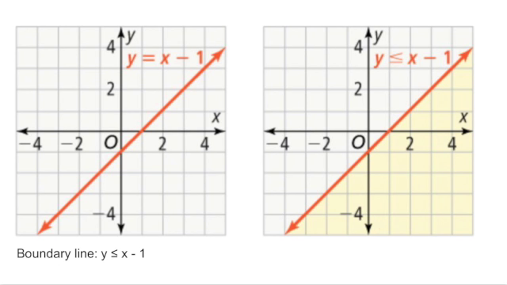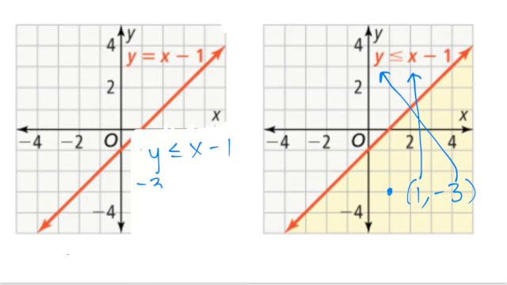And we can test that out. Let's just say we pick this point here. That point is the point (1, -3). So if it's a solution to our inequality, that means I can plug in this number for x and this number for y, and my inequality will be true if it is a solution. So plugging that in, I'm plugging in -3 for y and 1 for x. So -3 is less than or equal to 1 minus 1, which is 0, and this is true.